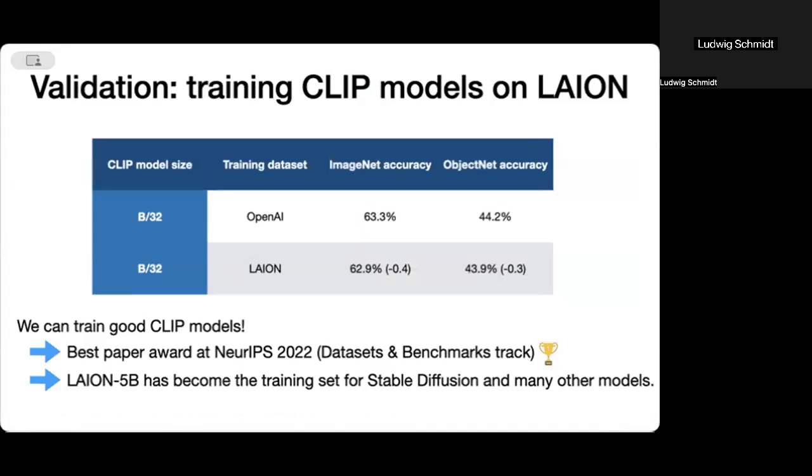And one way to validate that LAION was actually a good training set was exactly to train CLIP style models. So here you can see a comparison. If you train a B32 scale CLIP model on OpenAI, this is what they did internally, and on our training set LAION, then you get almost the same accuracy. So this was a very nice proof of concept that LAION is indeed a training set that supports training large scale AI models. As a result, the LAION paper won a best paper award at NeurIPS 2022 in the datasets and benchmarks track. And LAION 5B has become the training set for a lot of important work in multimodal learning, for instance, stable diffusion.